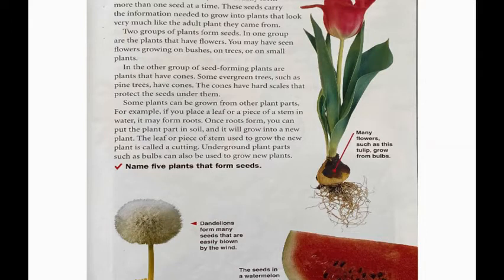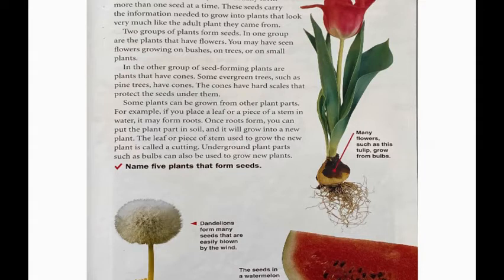This next section is called Some Plants Make Seeds. Plants that reproduce by seeds usually form more than one seed at a time. These seeds carry the information needed to grow into plants that look very much like the adult plant that they came from. 2 groups of plants form seeds. In one group are the plants that have flowers. You may have seen flowers growing on bushes, on trees, or on small plants. In the other group of seed-forming plants are plants that have cones. Some evergreen trees, such as pine trees, have cones. The cones have hard scales that protect the seeds under them.